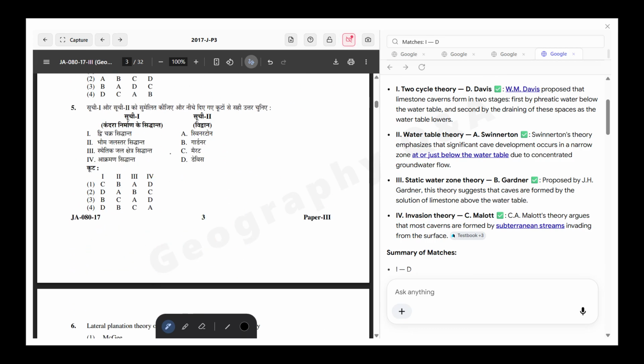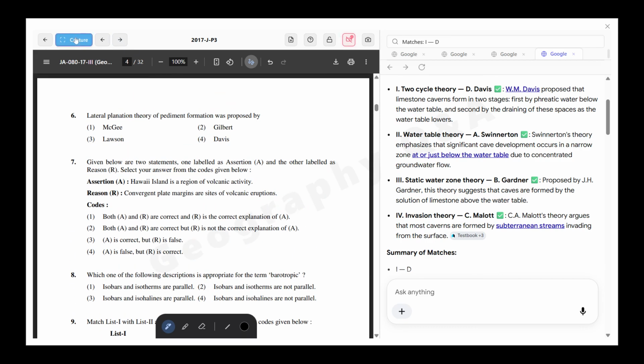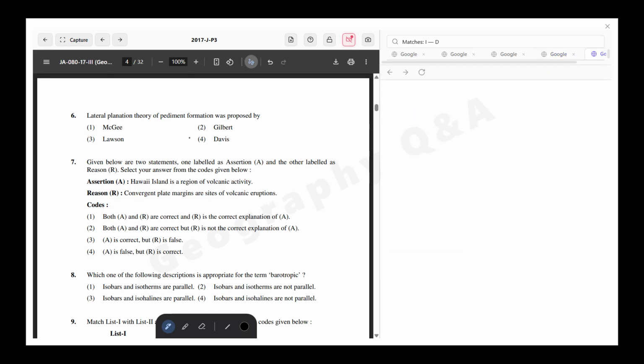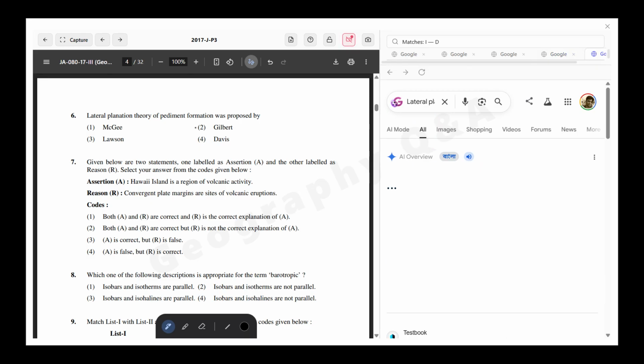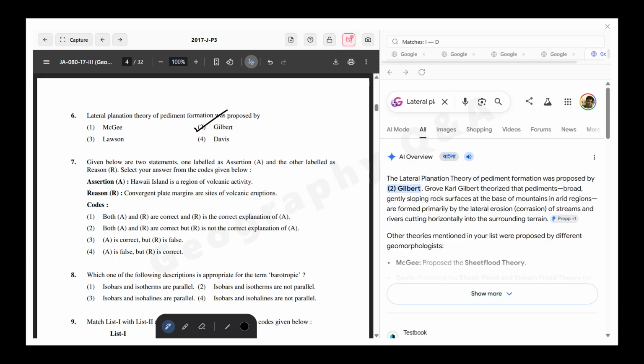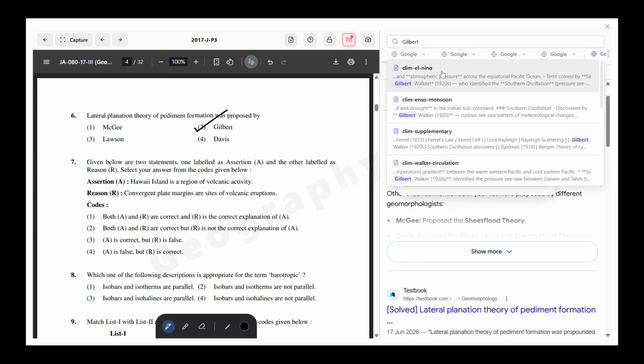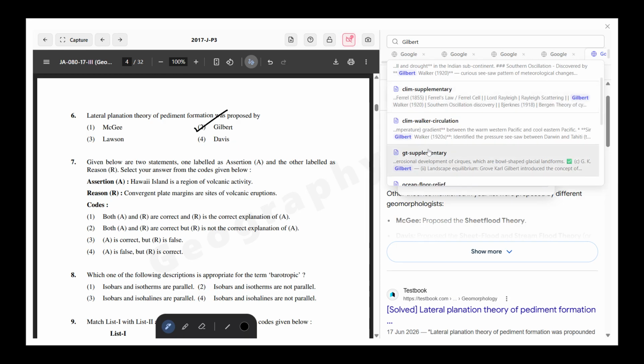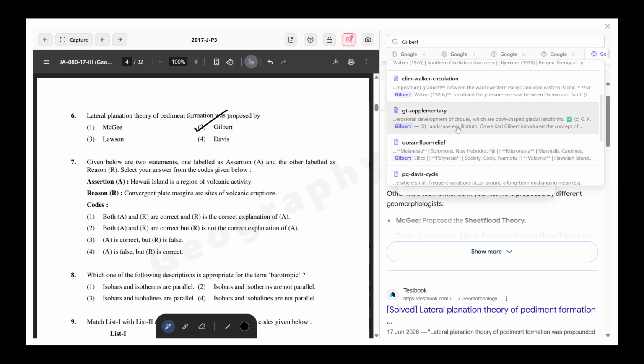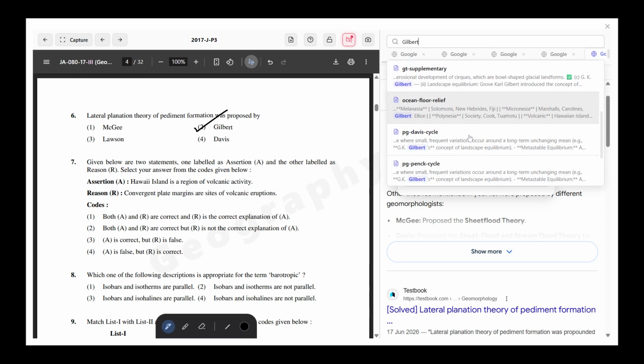Now, the next question: the lateral planation theory of pediment formation was given by Gilbert. So the lateral planation theory of pediment formation was proposed by Gilbert. Gilbert theorized the pedimentation based on the gently sloping surface. So El Nino, Gilbert, Sir Gilbert Walker, they are related to that particular thing. G.K. Gilbert, supplementary landscape formation.